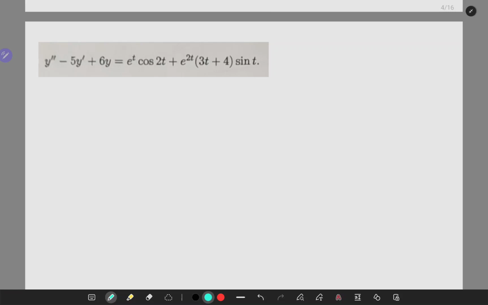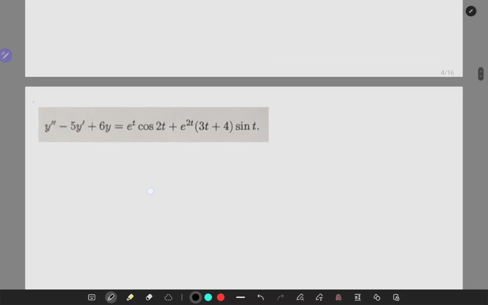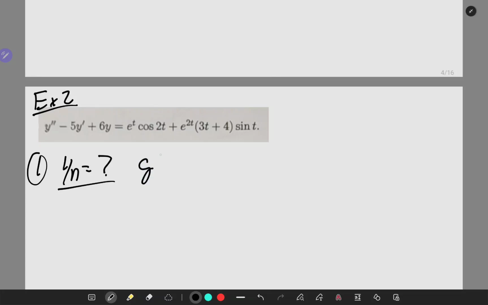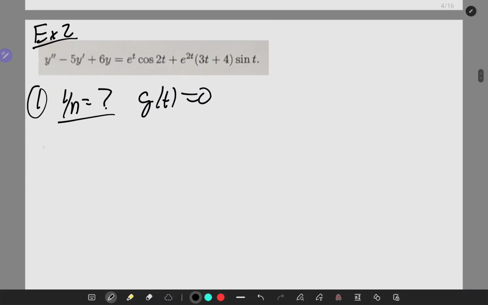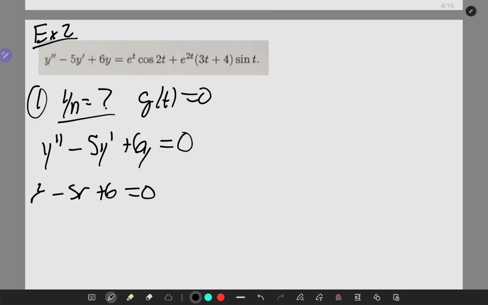Okay, now remember, step 1, y sub h. Oh, example 2, right? Example 2, step 1, y sub h is equal to what? That's what we're solving for, where g of t is equal to 0. So y double prime minus 5y prime plus 6y is equal to 0. Propose e to the rt, plug them in, cancel out the e to the rt's. R squared minus 5r plus 6 is equal to 0.